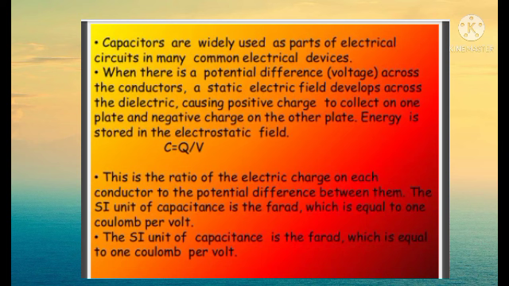The equation for a capacitor is given as C equals Q upon V. This is the ratio of the electric charge on each conductor to the potential difference between them. The SI unit of capacitance is the farad, which is equal to 1 coulomb per volt.